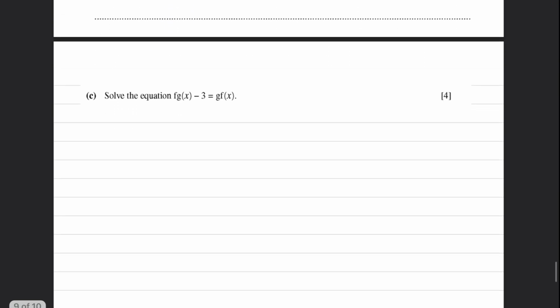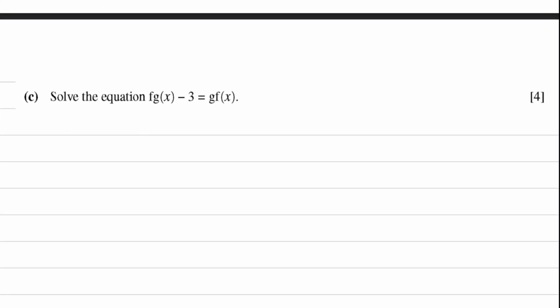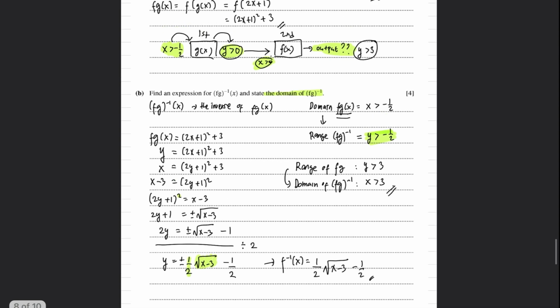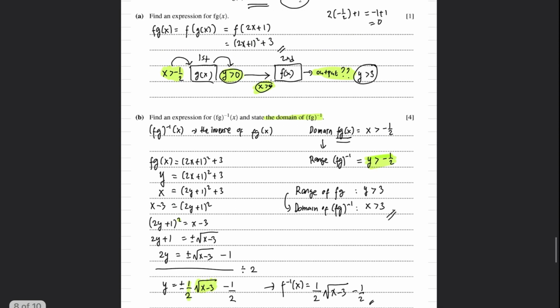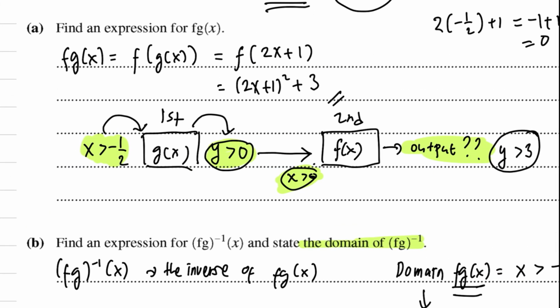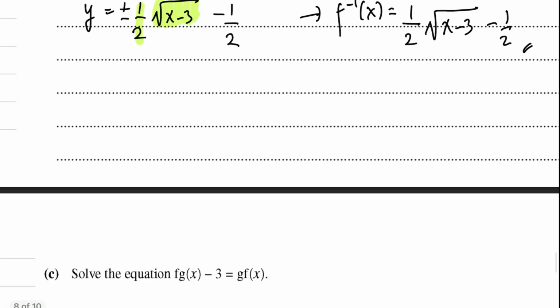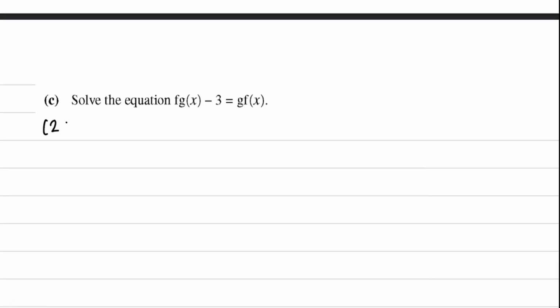The next question, we just need to solve for fg(x) minus 3 equals g(x). Okay, so let's do it. So we have fg(x) from the previous answer, (2x plus 1) squared plus 3. So (2x plus 1) squared plus 3. This is our fg(x). And then minus 3 from here equals g(x).